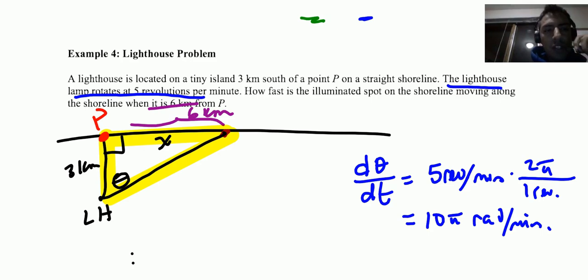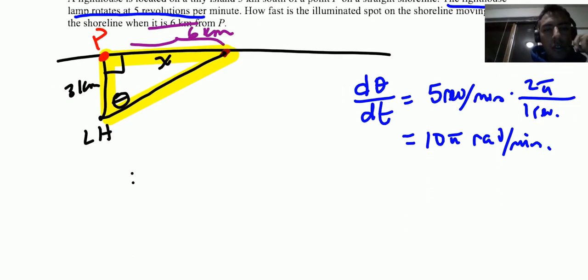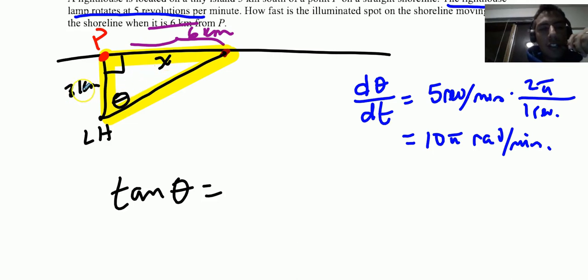And we could set up an equation now. Oh boy. We could set up an equation such as tangent theta. Why did I choose tangent? Because I have an opposite and an adjacent. So tangent theta is equal to x over 3. This is my equation. This is my equation for where the point is for any angle that the lighthouse lamp is at, at any time t.